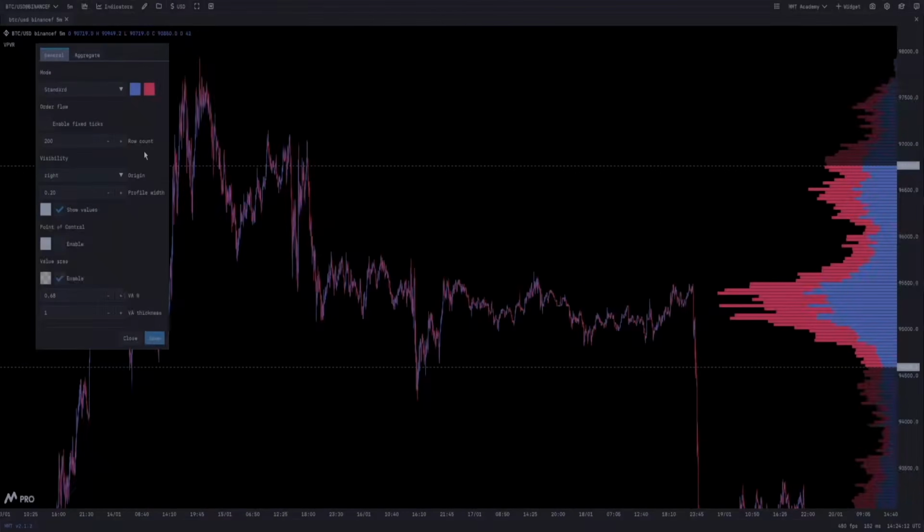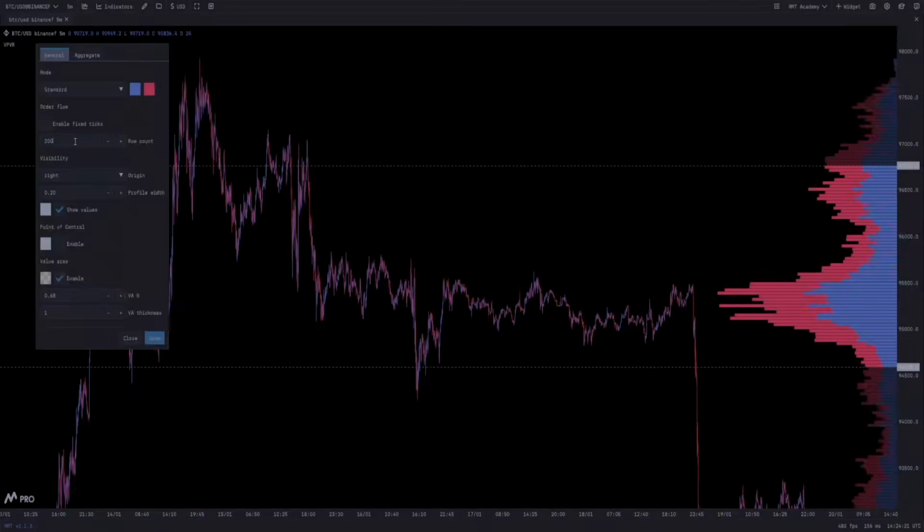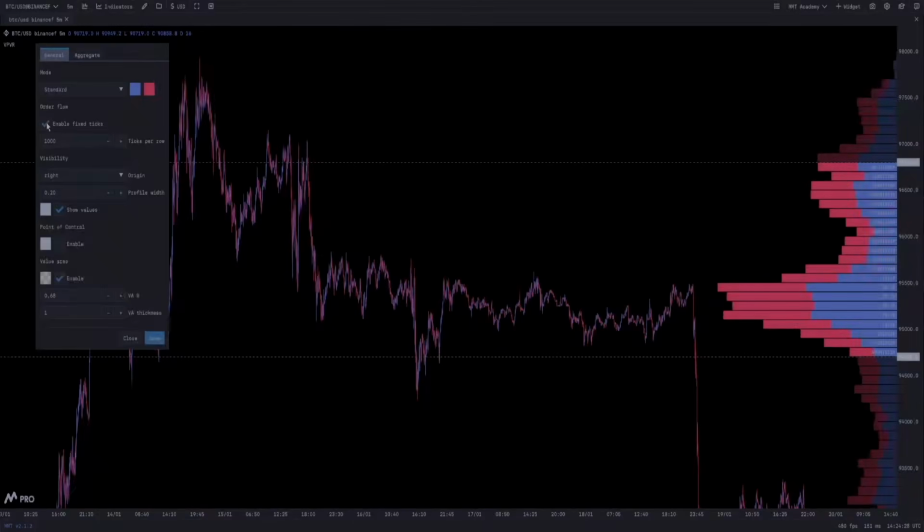The row count changes the amount of rows displayed on the profile. By default, this is set to 200, but for example, here's 10. That being said, it's recommended to use an amount that is high enough so the volume distribution of the profile is clear and granular. Fixed ticks will change it, so the height of each row is based on the amount of ticks. Tick values are dependent on the asset that you're watching. If in doubt, just stick to row count.